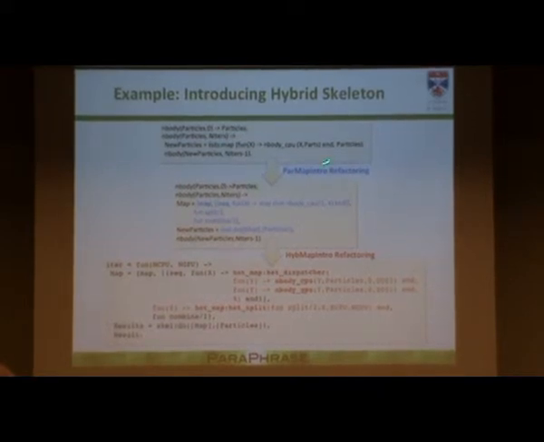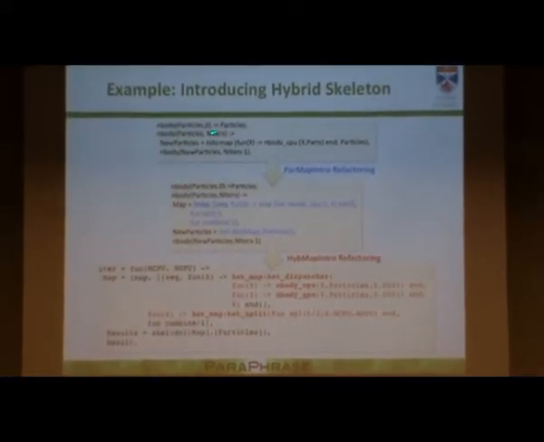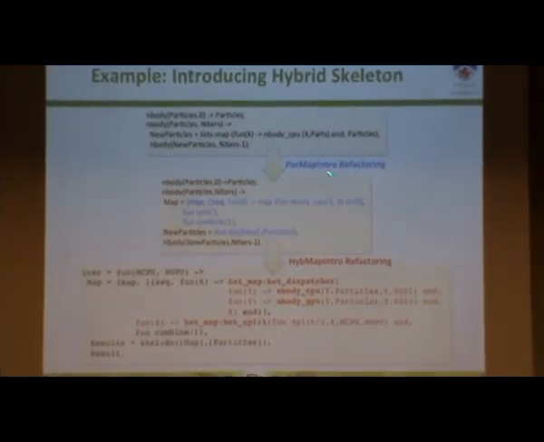So for example, what we might do is to start off with our code. This is a particle simulation. We use a par map refactoring, which introduces the map, basically as we've seen before. So this is essentially as normal, introducing a map skeleton. And then what the hybrid map does is create two versions of the executable code, one for CPUs, one for GPUs, and wrap that up with a little dispatcher, a scheduler, that decides which code should run on which system.